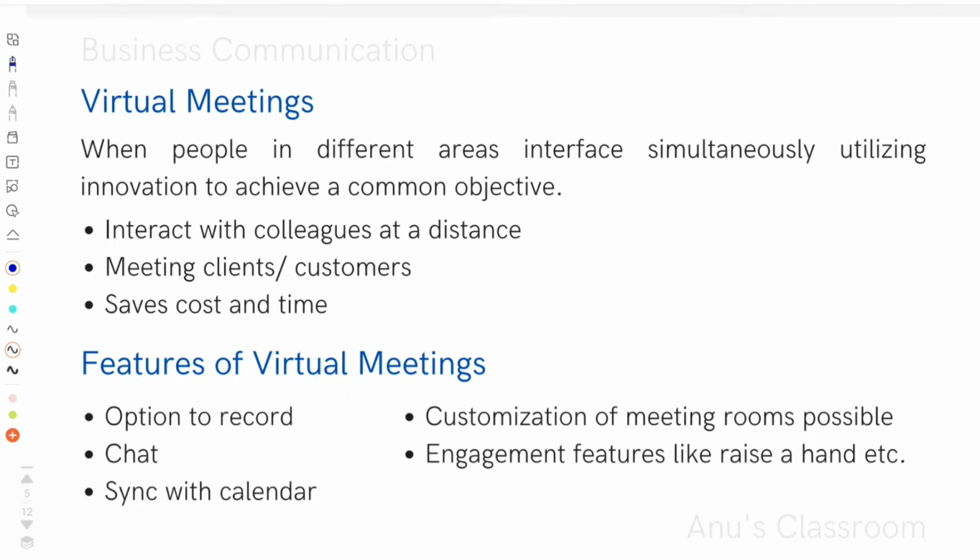So, what are the features of a virtual meeting platform? Well, there is an option to record the meetings. We have chat options. We can sync it with our calendar and then it will give us reminders. We can customize our meeting rooms. Then, right now, even in Teams or Zoom and all, we can raise hands, so it is kind of like an engagement feature. So these are all features of a virtual meeting platform.